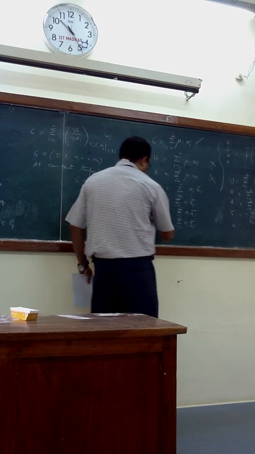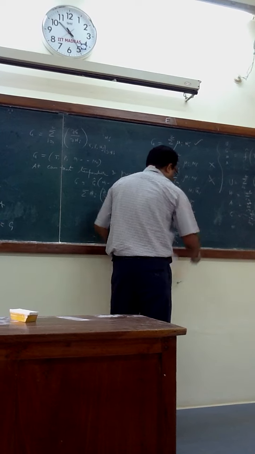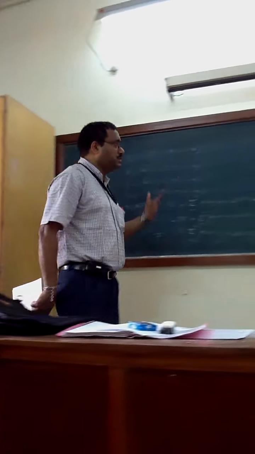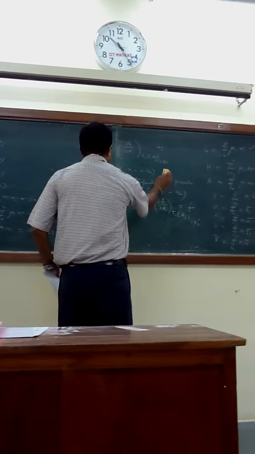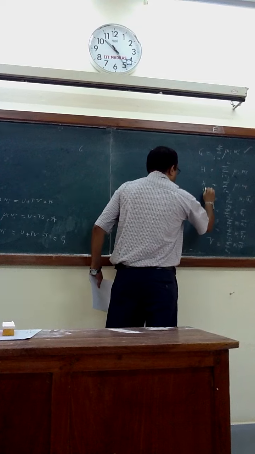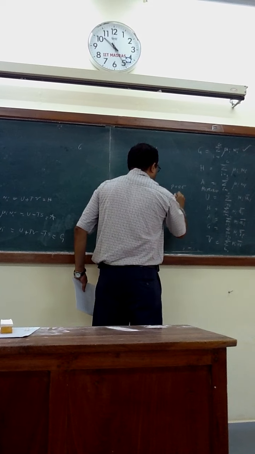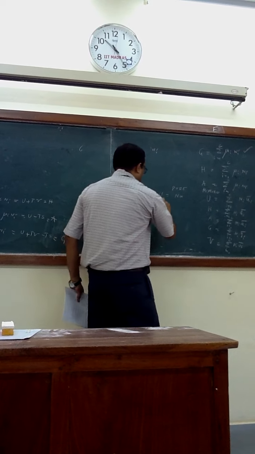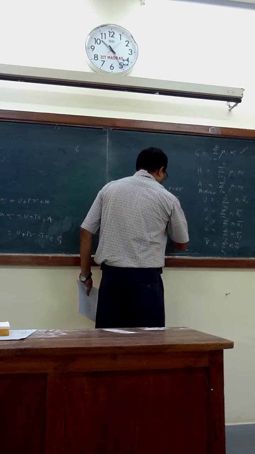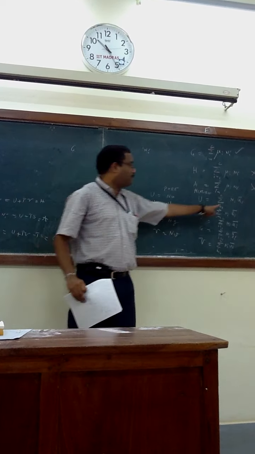Similarly, for volume, summation i equals 1 to C of Ni Vi bar, and Vi bar is nothing but ∂V/∂Ni at constant T, P, Nj (j not equal to i), for any property in a mixture. In contrast, for the pure substance, what are we writing? For the pure substance, U equals Nu, H equals Nh, A equals Na, G equals Ng, capital V equals Nv. These are called the specific properties, and those are the partial molar properties.